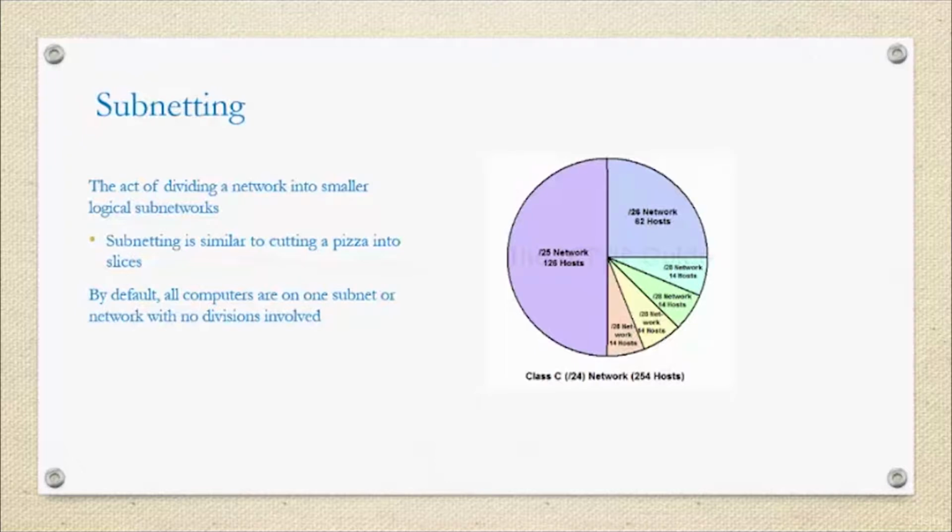Now, by default, all computers are like one big pizza. They're just one subnet or a network with no divisions involved, right? So we have to make sure that we subnet them, right? That's where the term subnet comes from, by the way, in order to make sure that we're efficiently using our IPv4 addresses.